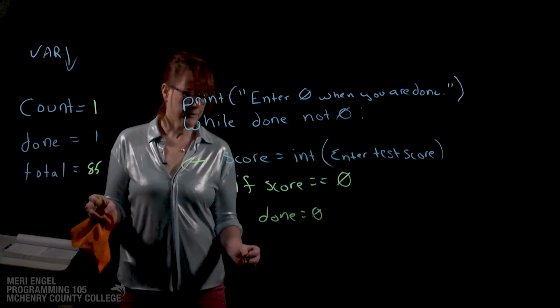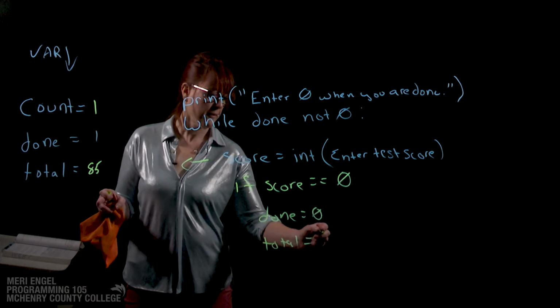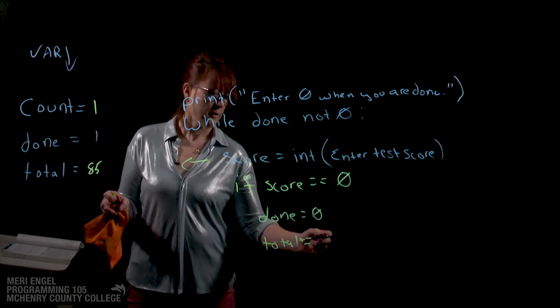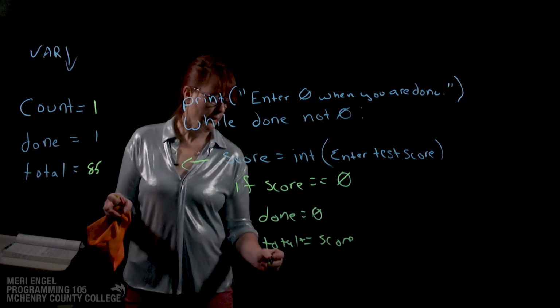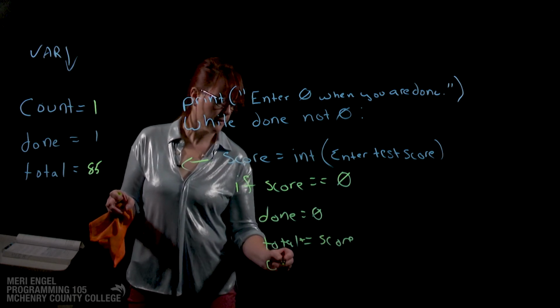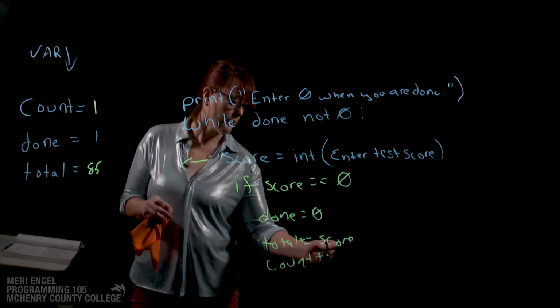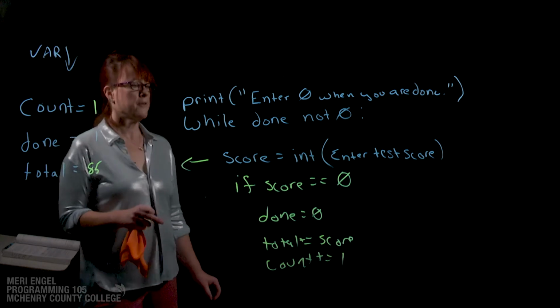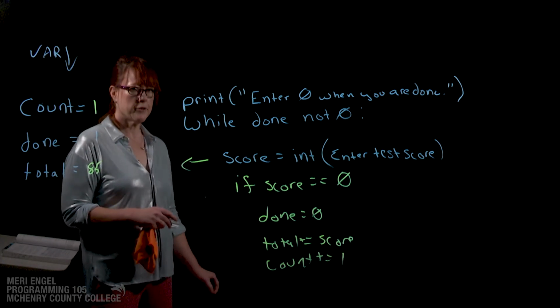And then we can go back to total plus equals score, and count plus equals 1. And so this gives us a way to end the loop. And it's really common to make the mistake that I just made here.